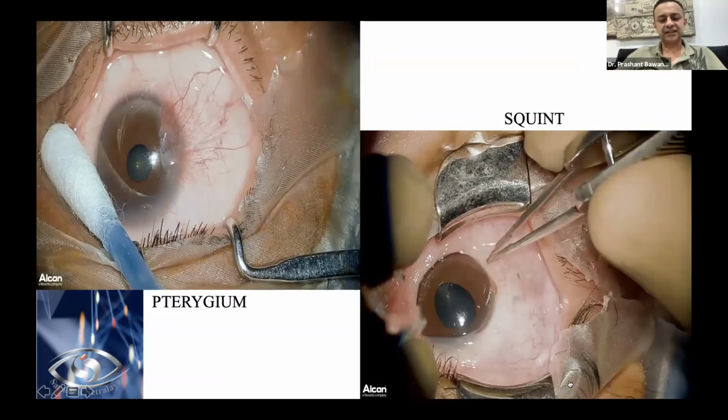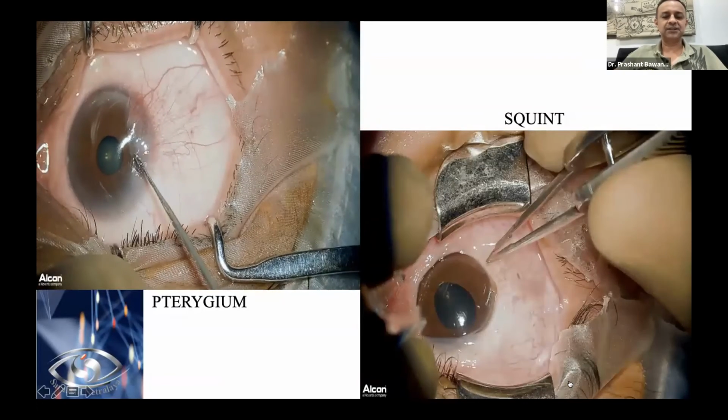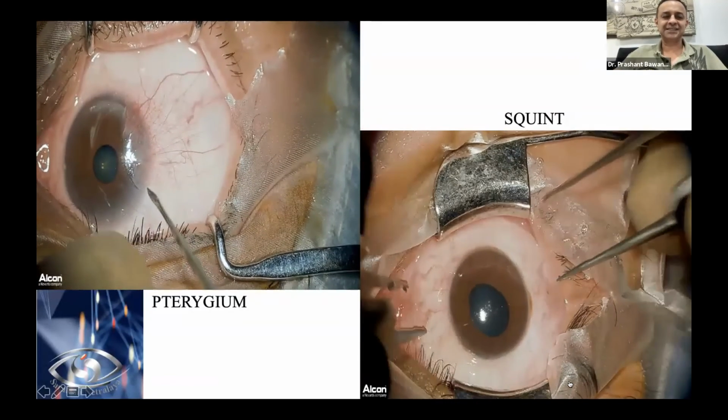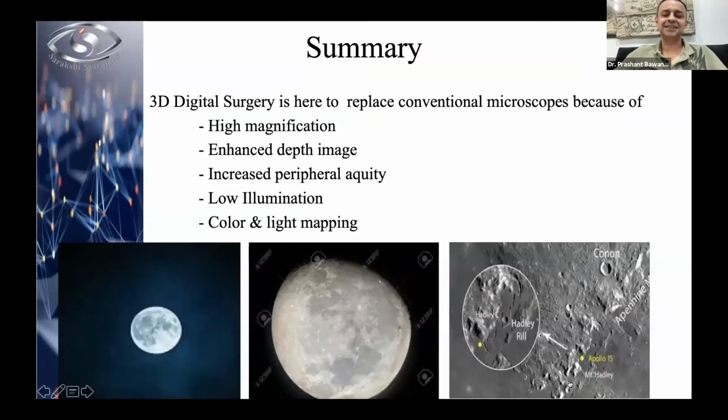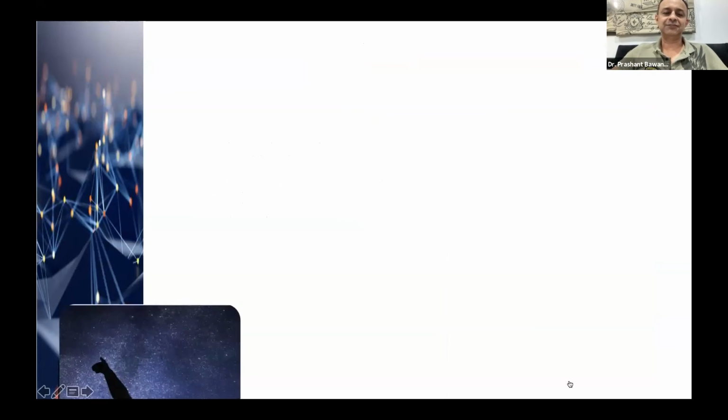Well, we can use it in other procedures like pterygium, squints, my other colleagues use, even Ahmed glaucoma valve, trabeculectomies, scleral buckles. So to summarize, 3D digital surgery is here to replace the conventional microscope because of the high magnification associated with enhanced depth imaging, better peripheral acuity, all at low illumination, and also the advantages of color and light mapping. So if you see better, you are going to deliver better.